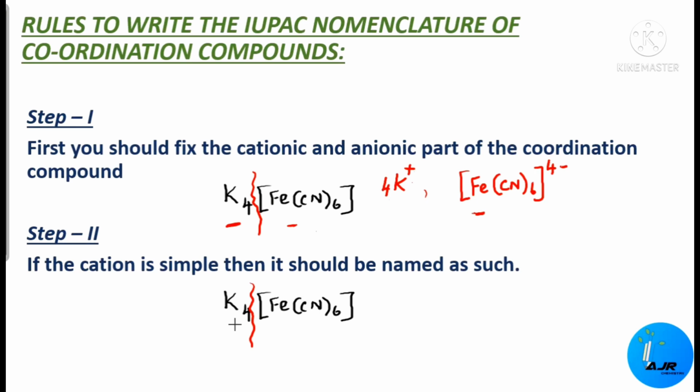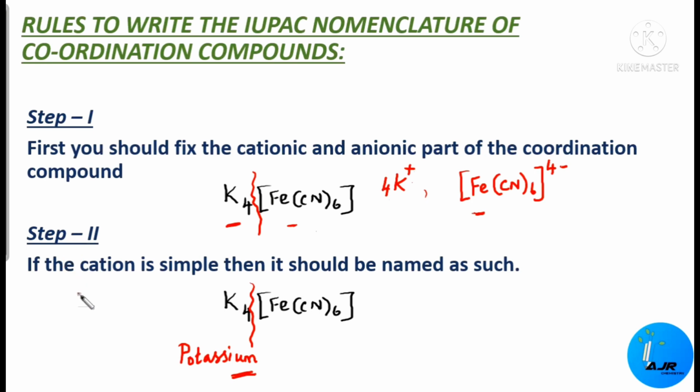So I am dividing here. Here we have K, is it not? So how will you write it? Potassium. The first word should be potassium. This is how you should write. This is the simple way of writing the cation. It should be written as such. So this is step 2. Step 1 you might have understood, and step 2 also.